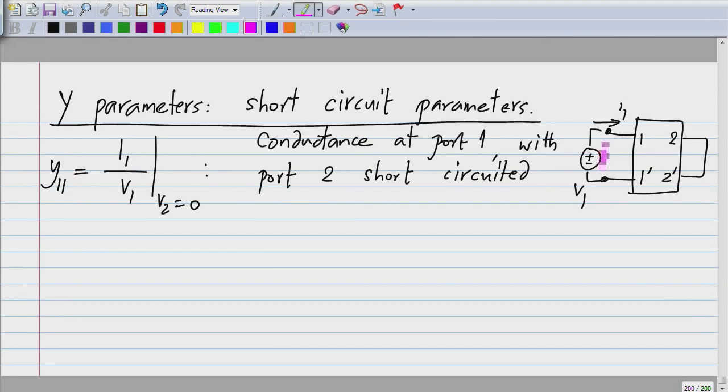So this is how we are measuring Y11. It's pretty clear that once you short circuit this, you can think of this as a single port network when you are measuring I1. You are applying V1, measuring I1, taking the ratio of the two, I1 by V1. So it is like measuring the conductance between this terminal and that terminal. Is this clear?